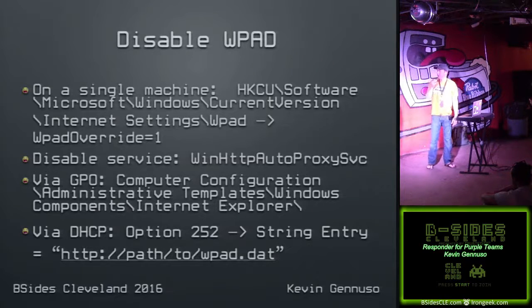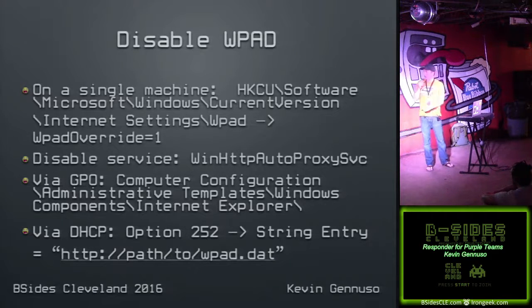Disable WPAD, so don't ever try to auto-discover your proxies. On a single machine, this is where you go to do it. You can disable this service, which will accomplish the same thing. Via GPO, you can do it in there. And then via DHCP option 252. That's another way to do it.